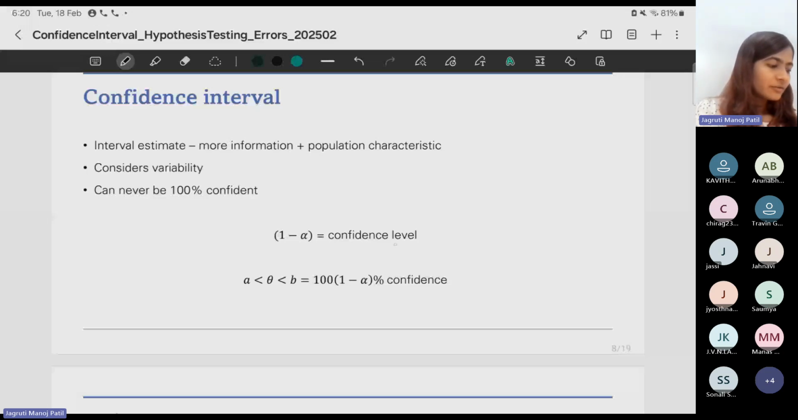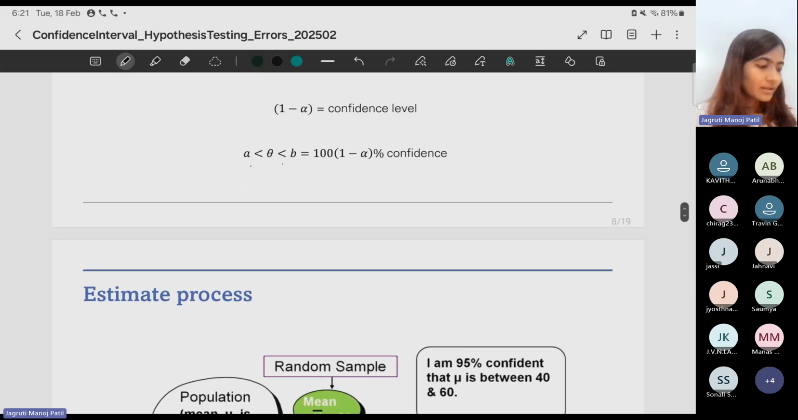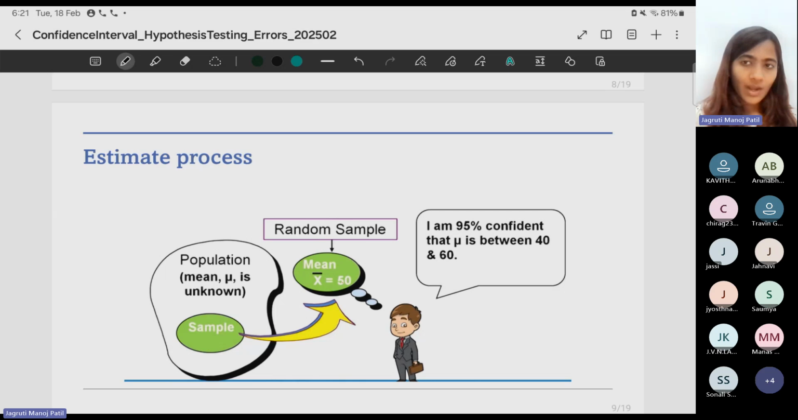A confidence interval for a particular range is given as 100 times (1 minus alpha) percent confidence level. That is how you represent that this is a particular value. Okay. So given all of these, now we want to know why, okay, wait.